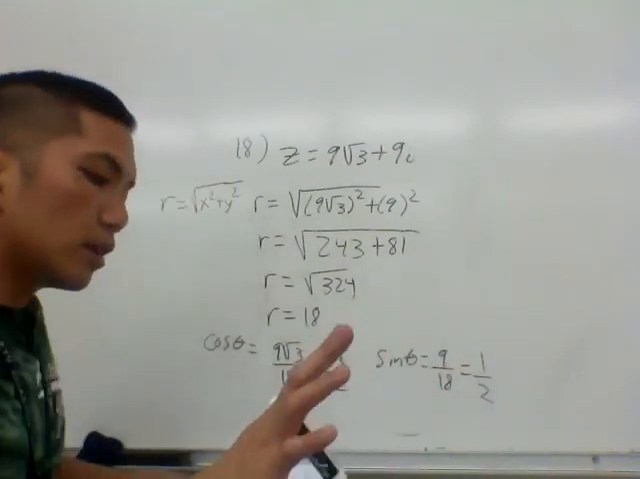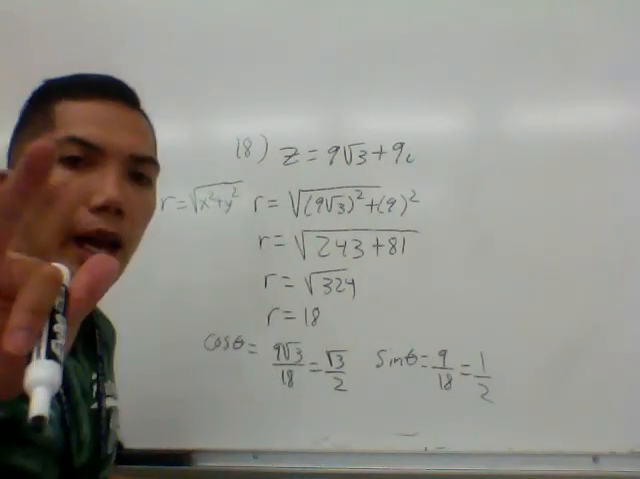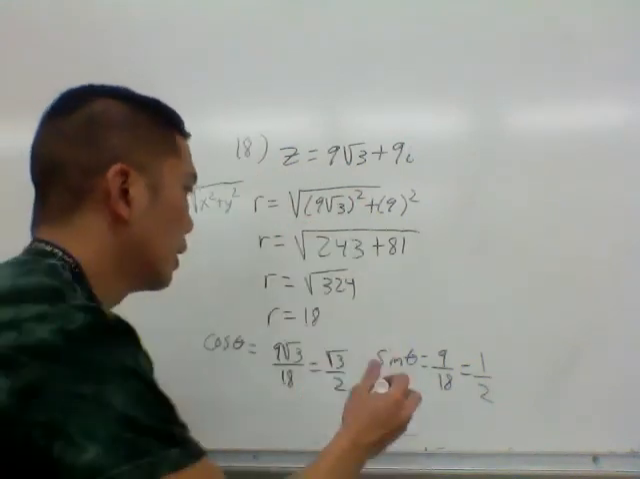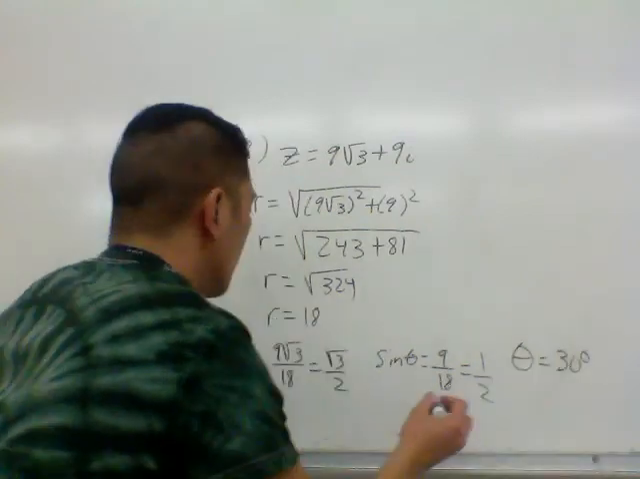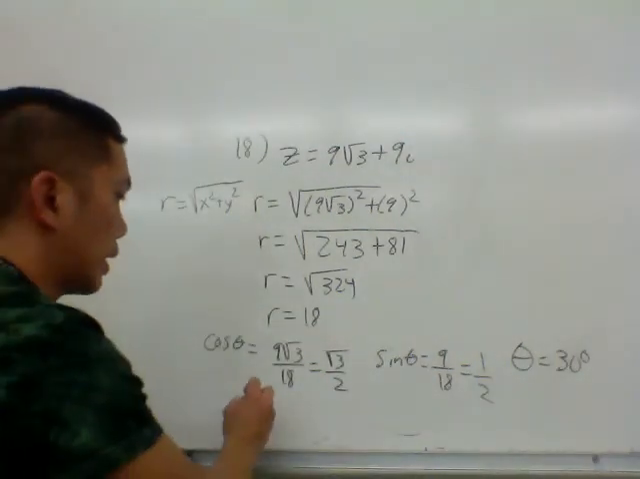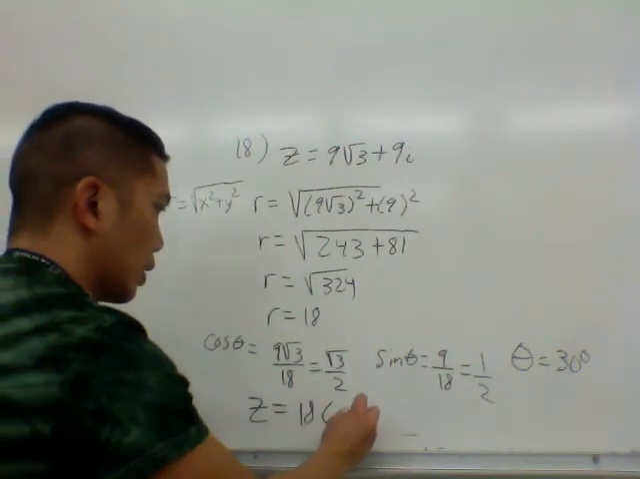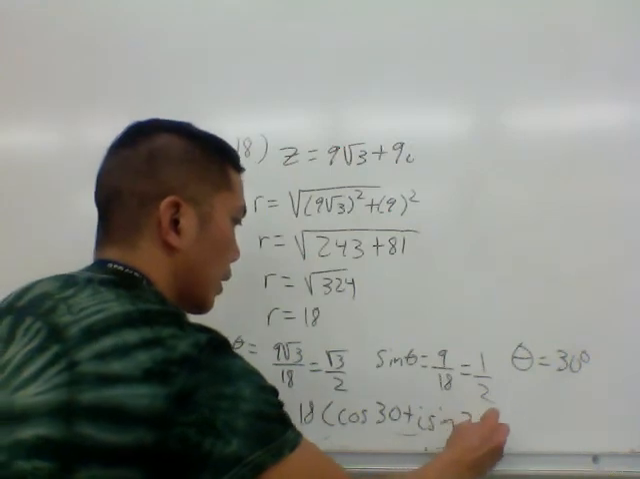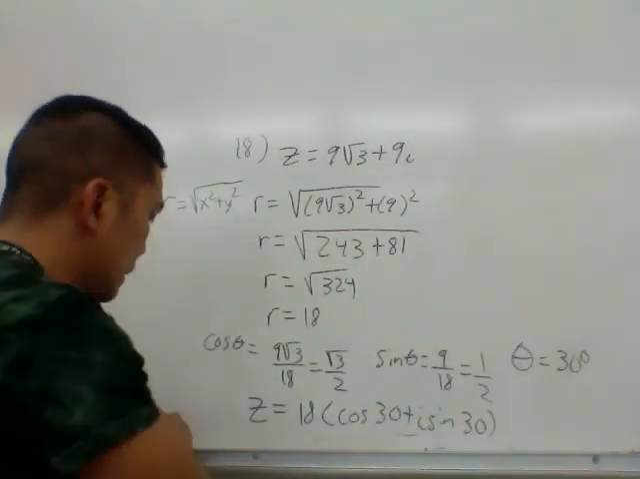I use my fingers and I find where the cosine is root 3 over 2 and the sine is 1/2. That's at 30 degrees. So I know theta is equal to 30 degrees. If I write this out in polar form, z is equal to 18 cosine 30 plus i sine 30. Okay, so that's number 18.